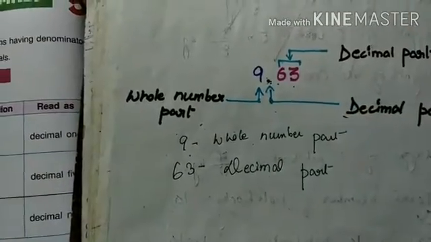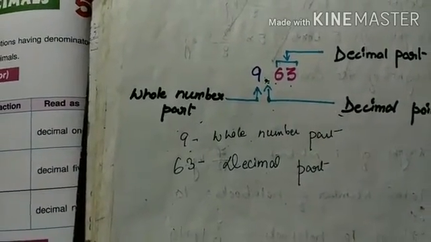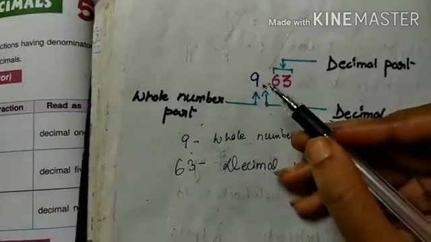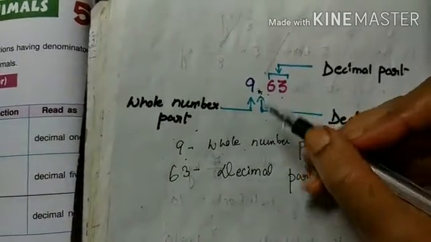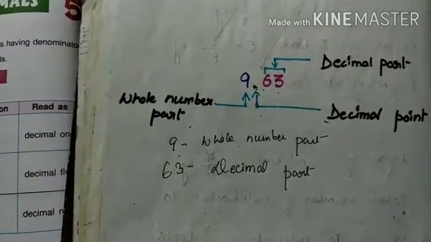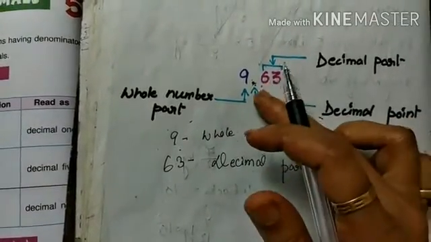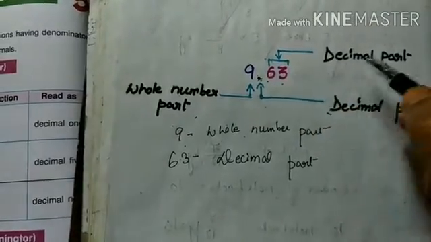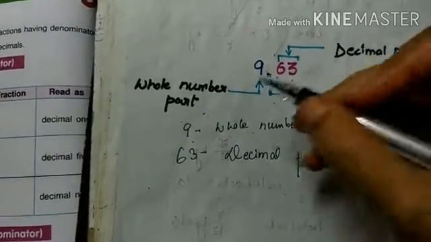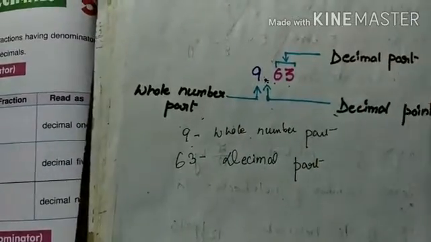As we all know, 1, 2, 3, 4, 5, 6, 7, 8, 9, these all are whole numbers. Now, the given dot is a decimal point. 9 is the whole number part and 63 after that is the decimal part. The point separates the whole number part and the decimal part.